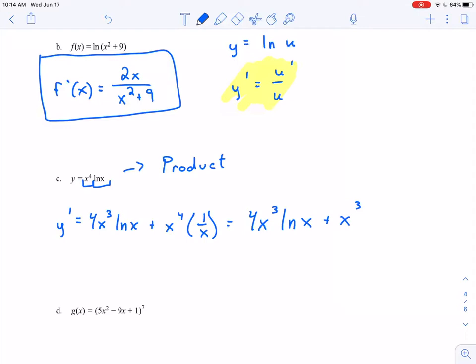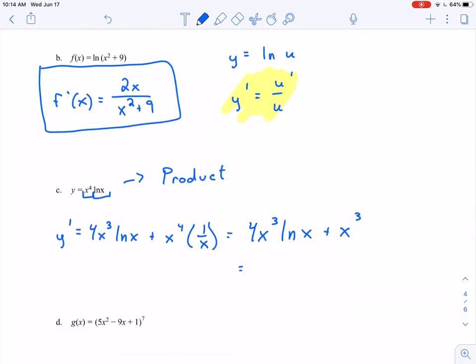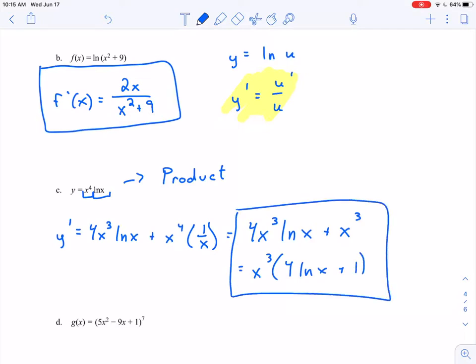If you want to, again, we've got a common factor of x cubed. We could factor that out. I'm not going to ask you to do that. I'm not going to take points off if you don't, but I think it's just a good habit, good practice, if anything. So x cubed times 4 natural log x plus 1 is what I'd be left over with. And hey, there is my derivative. So not every problem we see in this section needs the chain rule. Sometimes we need it, sometimes we don't, just like the product rule, just like the quotient rule.